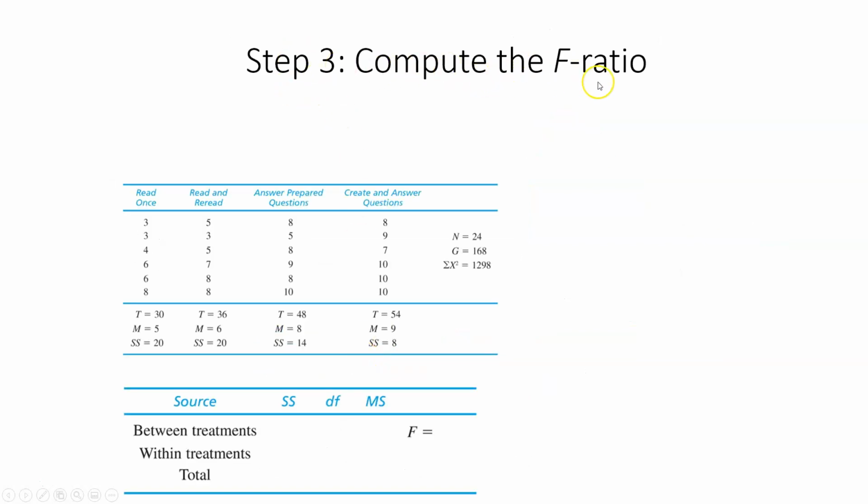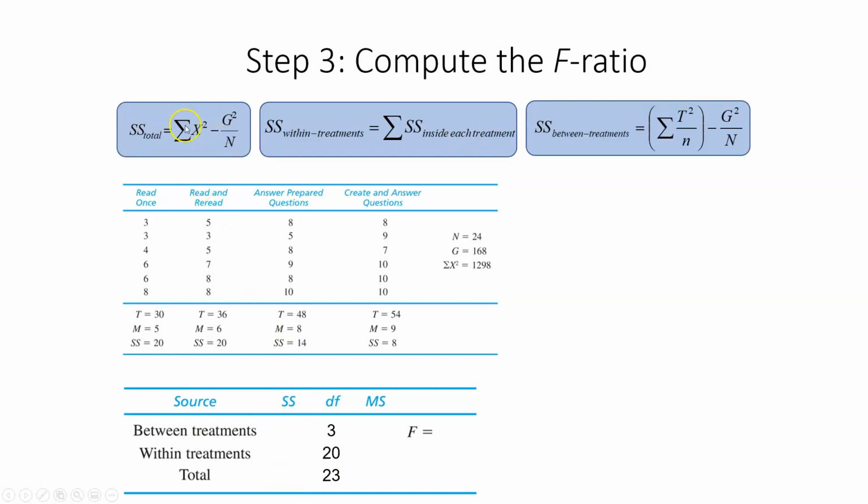Step 3 is to compute the F ratio. So remember, we have an ANOVA summary table down here with SS, DF, and MS. We have to figure out all of these cells and F. Well, we already figured out the degrees of freedom, remember? Because we had to do that in order to find the critical F value. So let's now figure out the sum of squares.